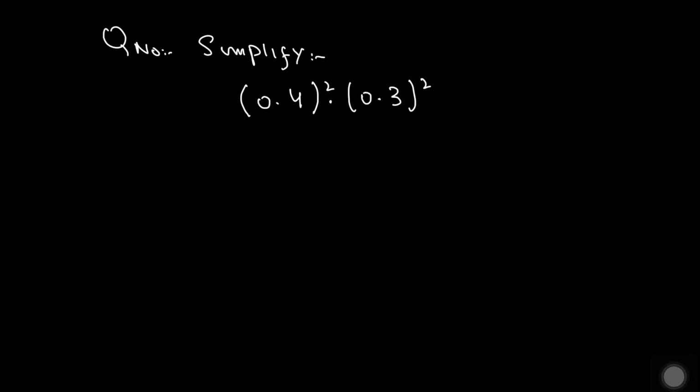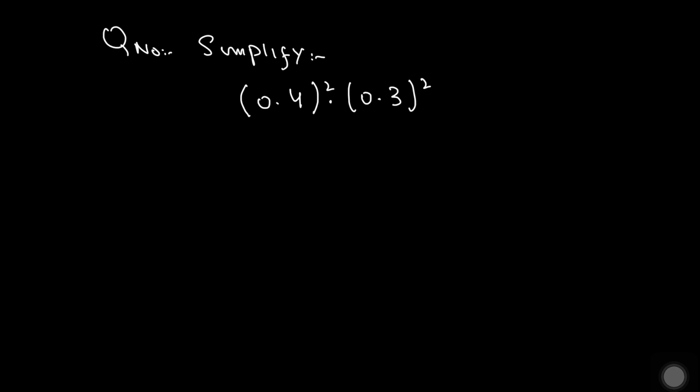In this video, we are discussing the example (0.4)² multiplied by (0.3)². So there are two parentheses and powers included. First of all, we simplify the power, and then we simplify the multiplication.